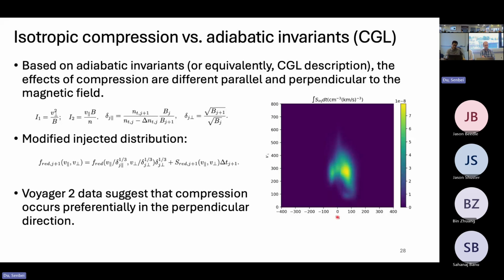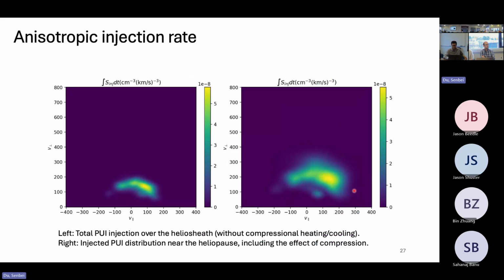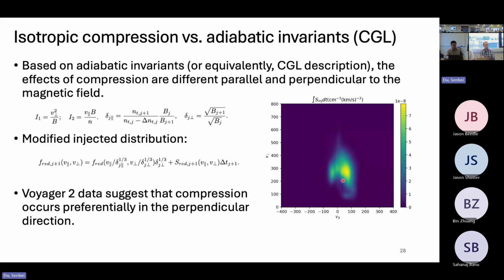And so if we compare this with the previous figure, we see that if we consider the adiabatic invariance, then the compression is mostly happening in the perpendicular direction. So it's because there is stretch in the vertical direction, but not so much in the horizontal direction.